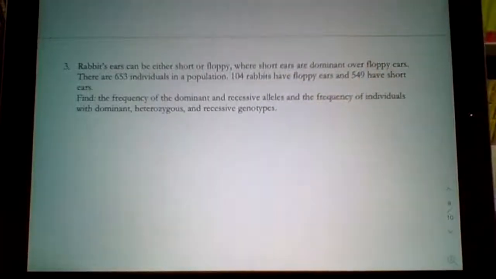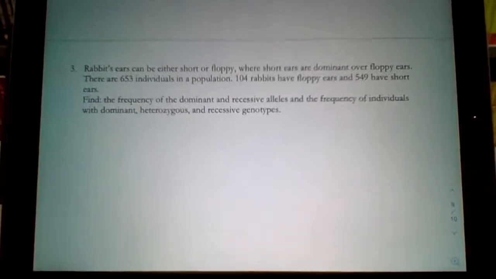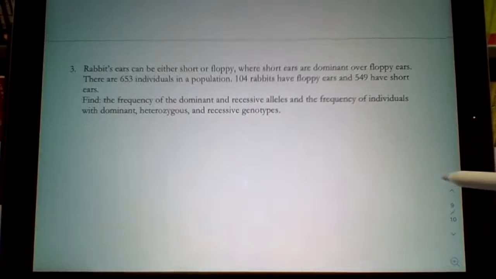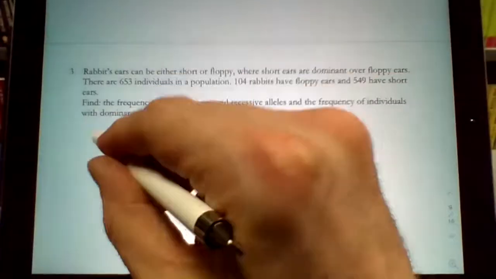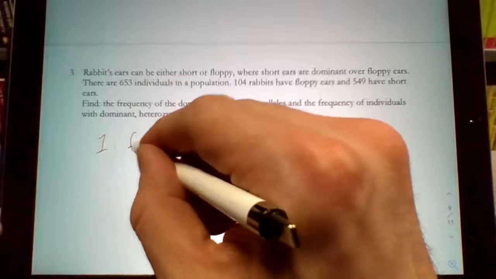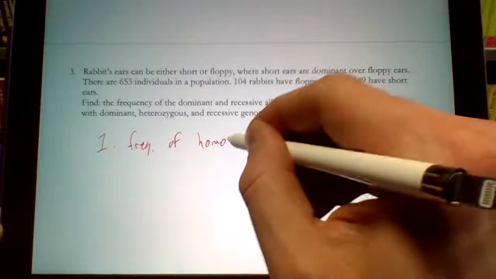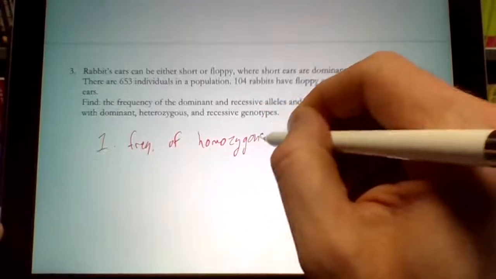Rabbits can either be short or floppy-eared, and short ears are dominant over floppy ears. You have 653 individuals, 104 have floppy and 549 have short. Find the frequency of everything. So step one, frequency of homozygous recessive.